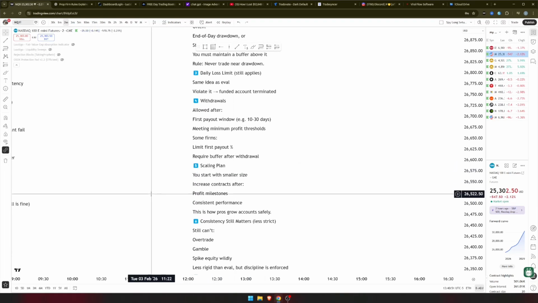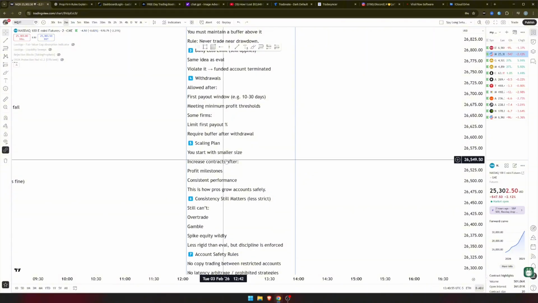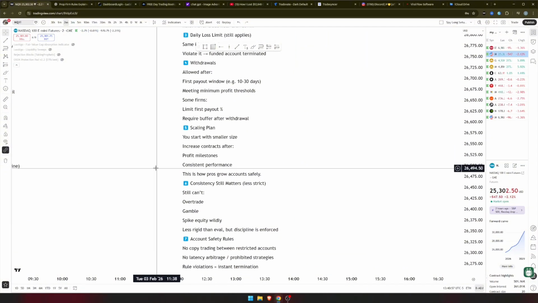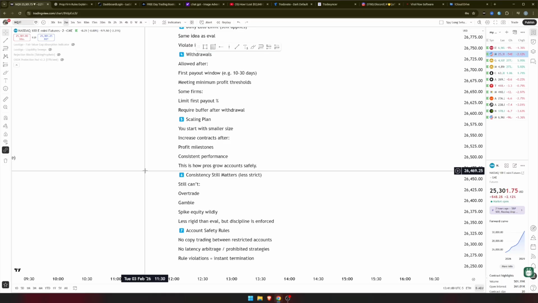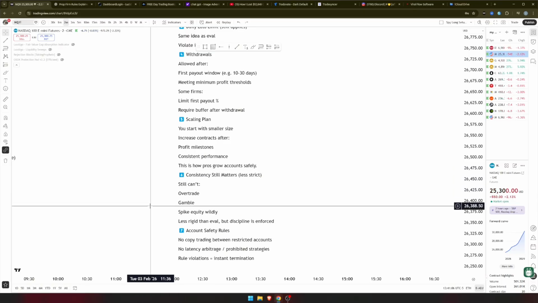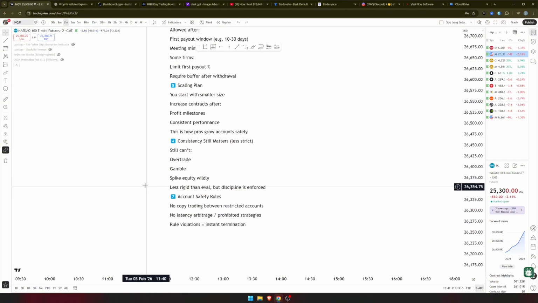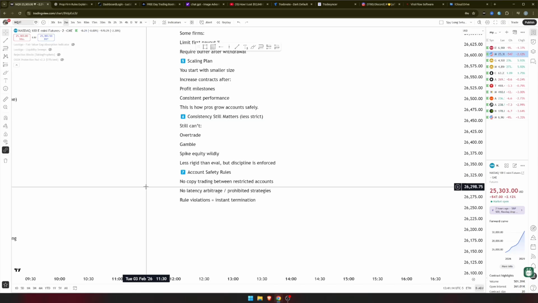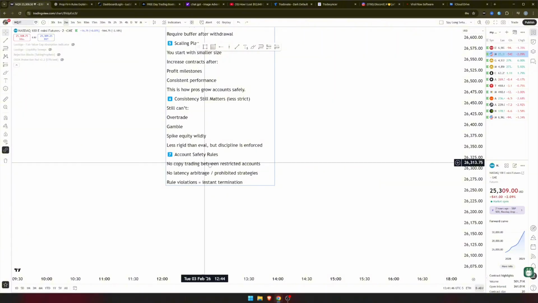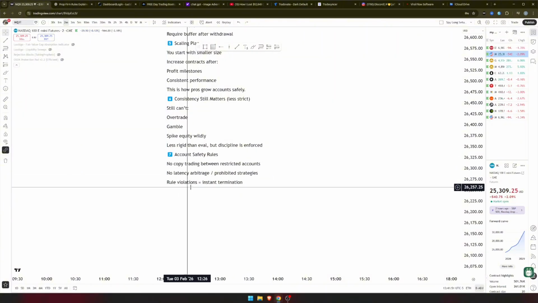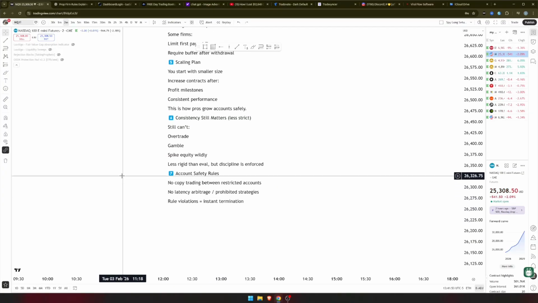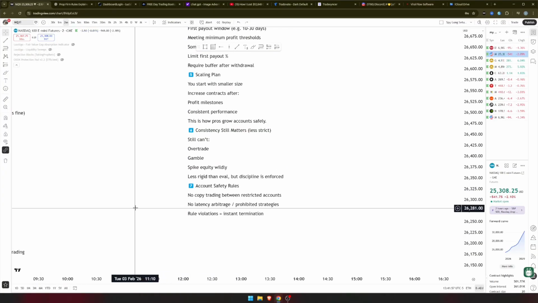So going on to scaling the plan. You could start with a small size and then increase your contracts after that. After you build a buffer, you can increase your contracts, building a bigger buffer, which gets you more payouts. And then the consistency rule still applies, it still matters, it's still pretty strict. If you have a consistency rule and you're funded, some don't. Again, you're going to have to look. Your account safety rules: no copy trading between restricted accounts, no latency arbitrage, prohibited strategies, rule violations, instant terminations, and sometimes you can arbitrage. We'll get into that later.